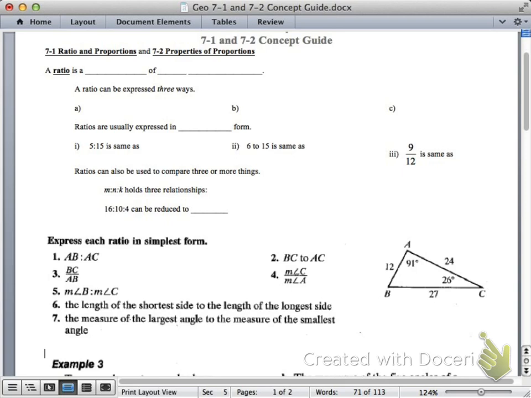So, what is a ratio? A ratio is a comparison of two quantities. There are three ways to express these. We can use the word "to": A to B. We can say A to B using a colon, or we can say A to B in the form of a fraction. These three ratios are comparing the same two things, A and B, and for each of them we'll say A to B. Ratios are usually expressed in simplest form.